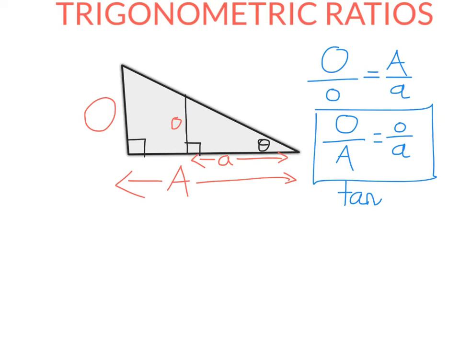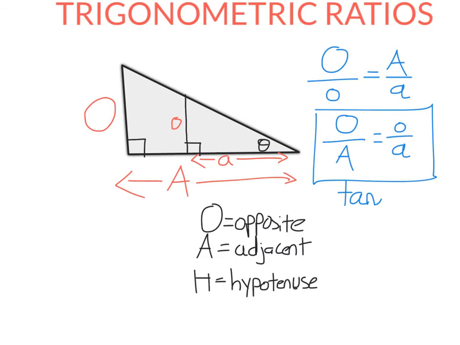So why did I choose O and A? When we're labeling sides in trigonometry, we label the sides as O, A, or H, and they refer to an angle here, theta, not the right angle. So O is the side that is opposite theta. Opposite means facing. So this is the side opposite theta in the small triangle, and this is the side opposite or facing theta in the large triangle. A means adjacent or next to. So this side is the one adjacent or next to theta in the big triangle, and little a is the one adjacent to theta in the small triangle.